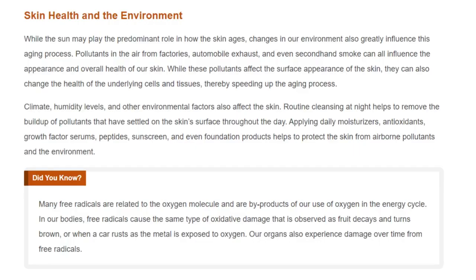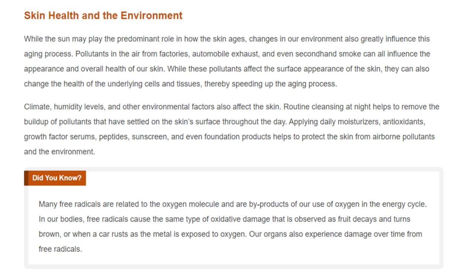Skin health and the environment. While the sun may play the predominant role in how the skin ages, changes in our environment also greatly influence this aging process. Pollutants in the air from factories, automobile exhaust, and even secondhand smoke can all influence the appearance and overall health of our skin. While these pollutants affect the surface appearance of the skin, they can also change the health of the underlying cells and tissues, thereby speeding up the aging process. Climate, humidity levels, and other environmental factors also affect the skin. Routine cleansing at night helps to remove the buildup of pollutants that have settled on the skin's surface throughout the day.